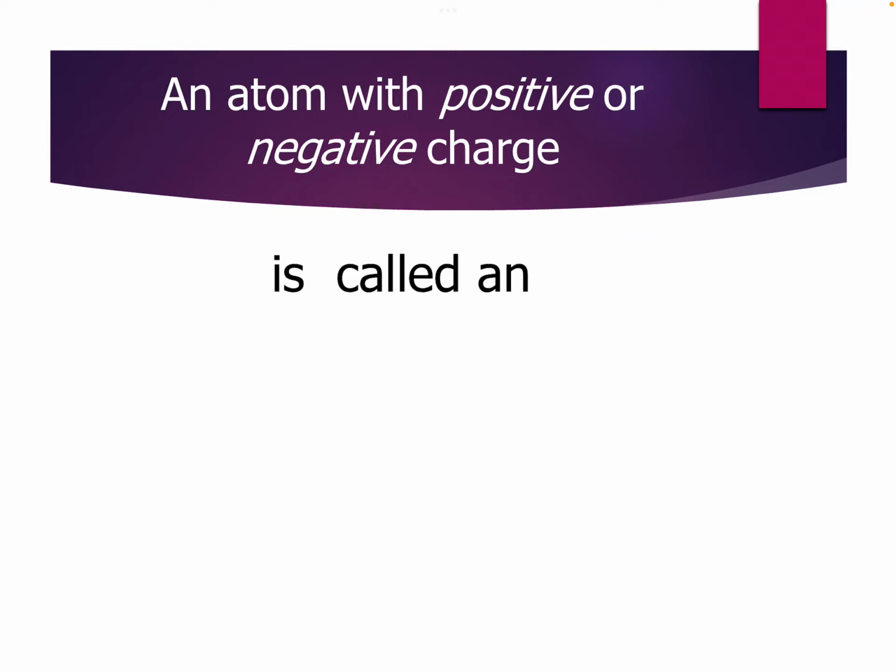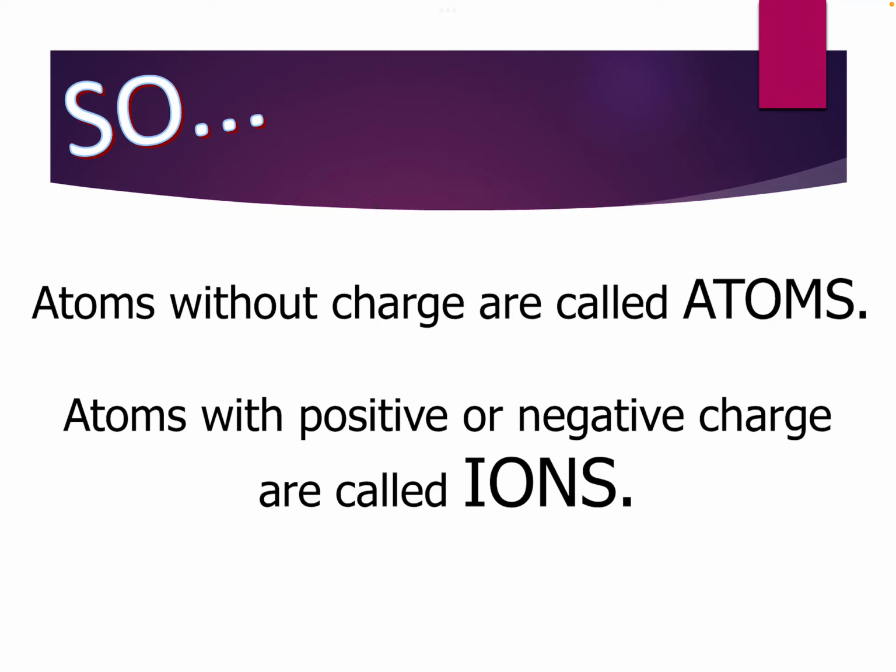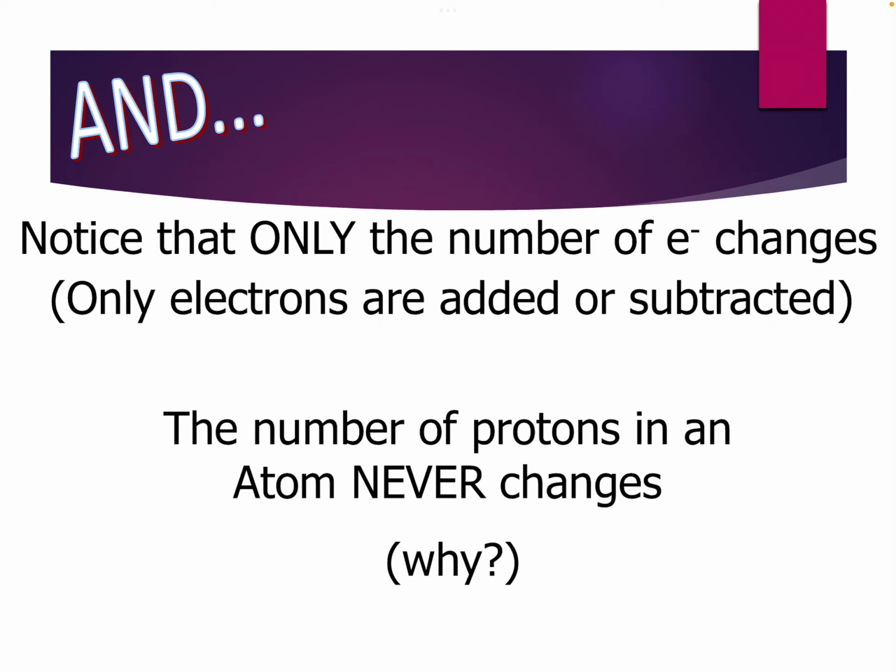Either way though, an atom with a positive or a negative charge is called an ion, just in general. That's a really kind of general term that we use to talk about anything with a charge. So if it's neutral, we'll call it an atom, but if it's charged, we'll call it an ion. And again, remember, only the number of electrons can change. It can be added or subtracted, but only the electrons can change. And remember, the number of protons in an atom never changes because that will change what element it is, and we can't do that.